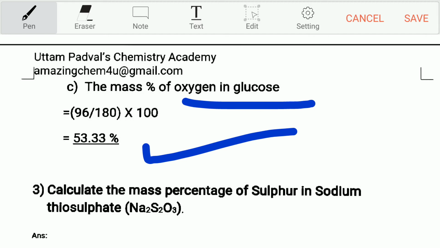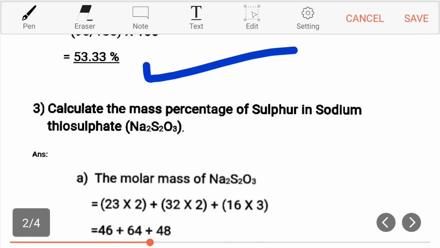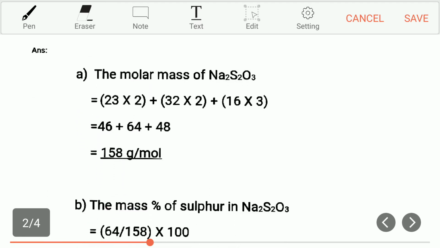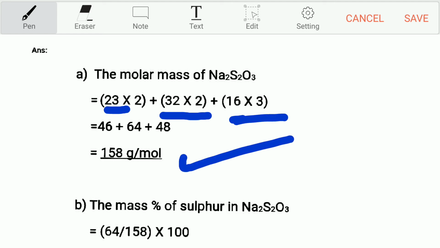Then we'll solve the third numerical. Calculate the mass percentage of sulfur in sodium thiosulfate. So for this again we'll follow the same method. We'll first calculate the molar mass of Na2S2O3, that is sodium thiosulfate. Atomic mass of sodium is 23 and there are 2 sodium atoms, so it is 23 into 2. Atomic mass of sulfur is 32 and there are 2 sulfur atoms, so 32 into 2 is the mass of sulfur. Atomic mass of oxygen is 16, so total mass due to oxygen is 16 into 3.